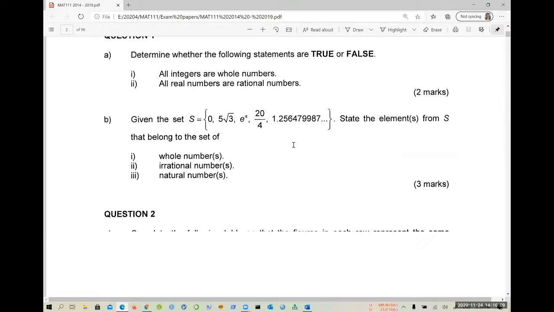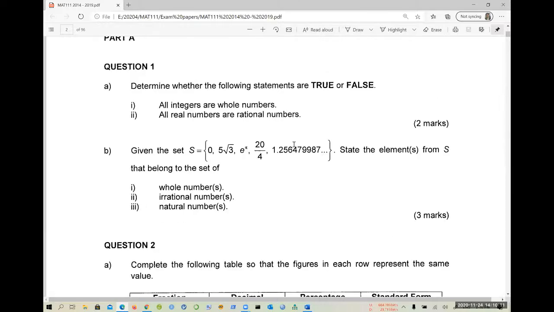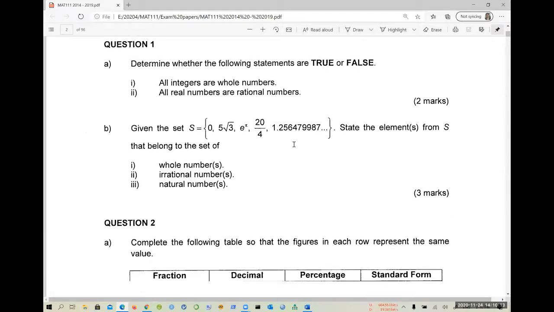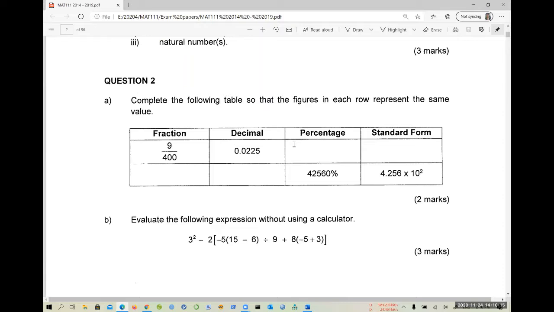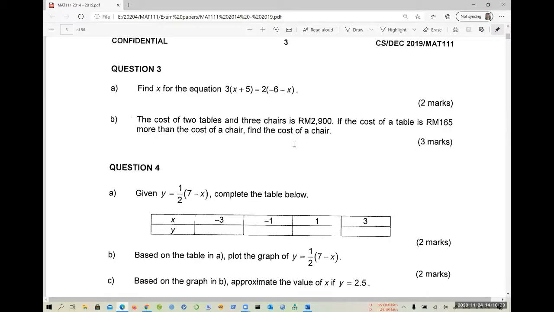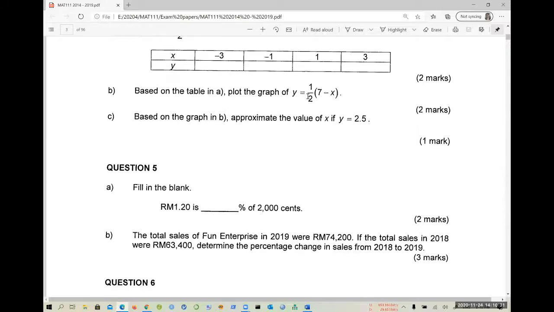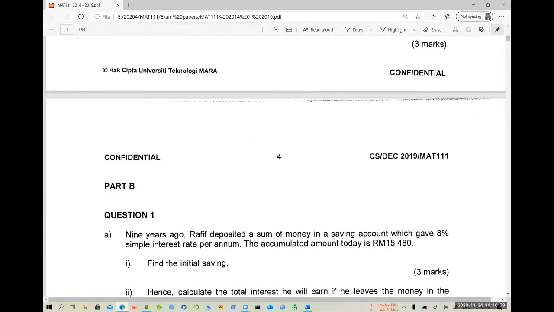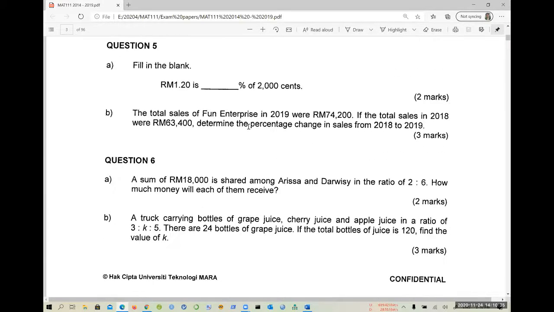Papers. That means the first one will be the numbers, the types of numbers, and then you have the conversion between fraction, decimal, and percentage form, and you have BODMAS, and then the third one you have linear equations and also graphing and percentage, and lastly we have ratio. Okay, so you will have this part, right?